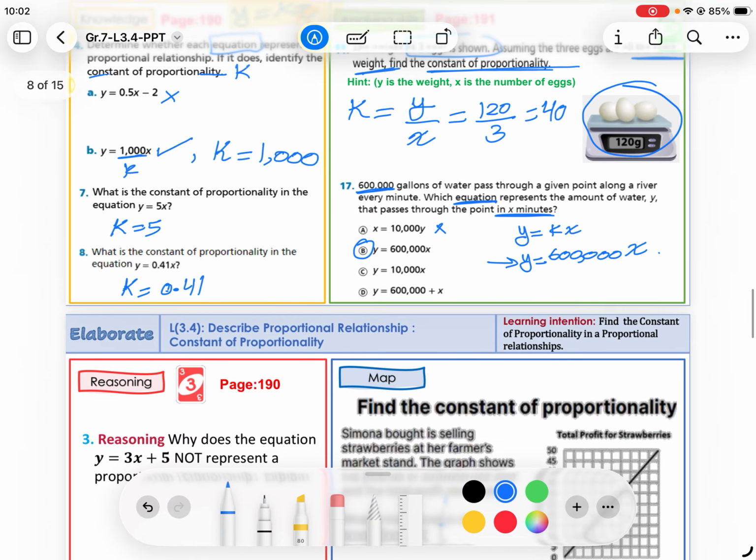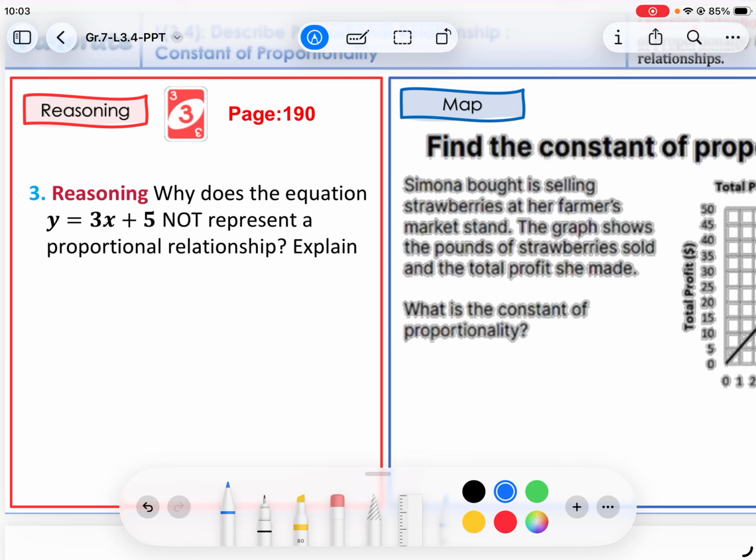That's it for, oh, we still have two more questions. Okay, so this question is really, really important. It's actually related to part A, to task 1. Why does this equation not represent a proportional relationship? You guys, it's an easy question. Why do you think it does not represent a proportional relationship?